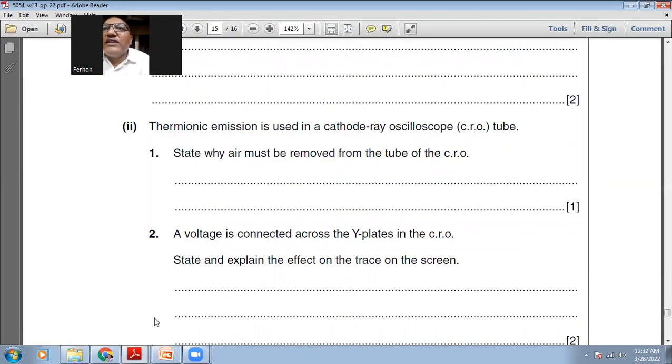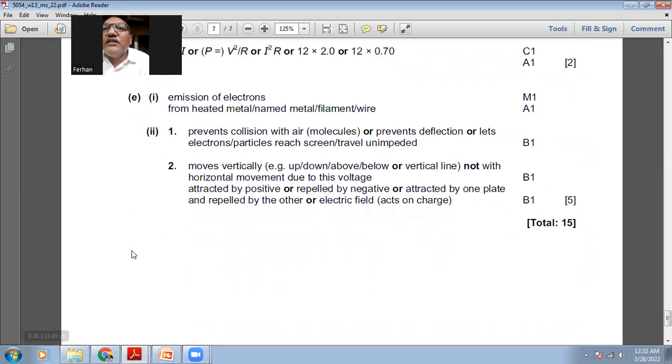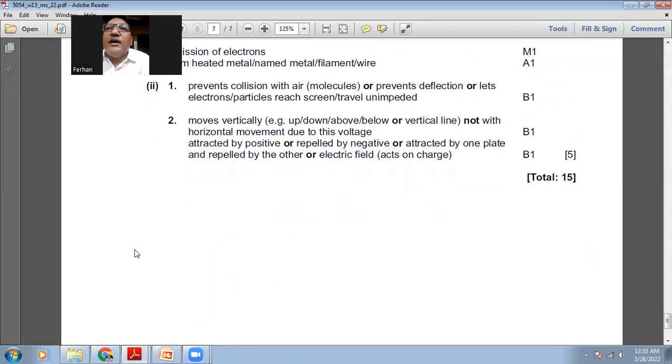So let's have a look at the marking scheme. First of all, it moves vertically up and down, above and below the line, not with the horizontal move. The Y plates do not control the horizontal movement. They only control the vertical movement. So the particles will move up and down.